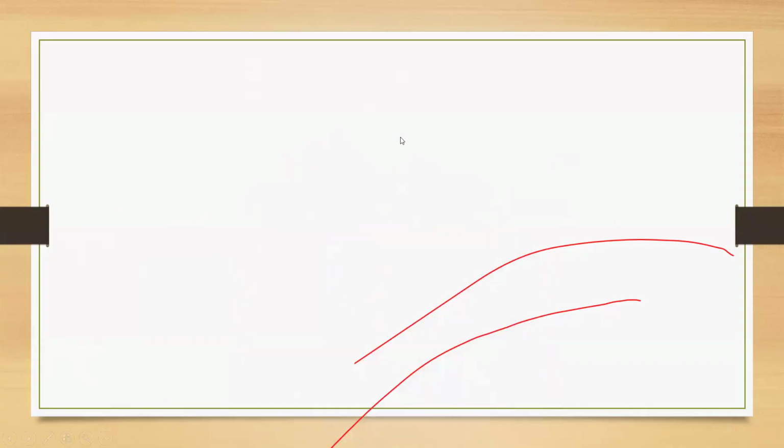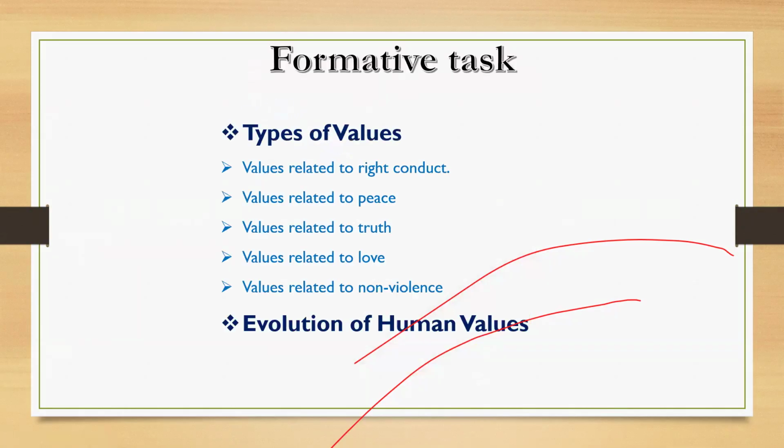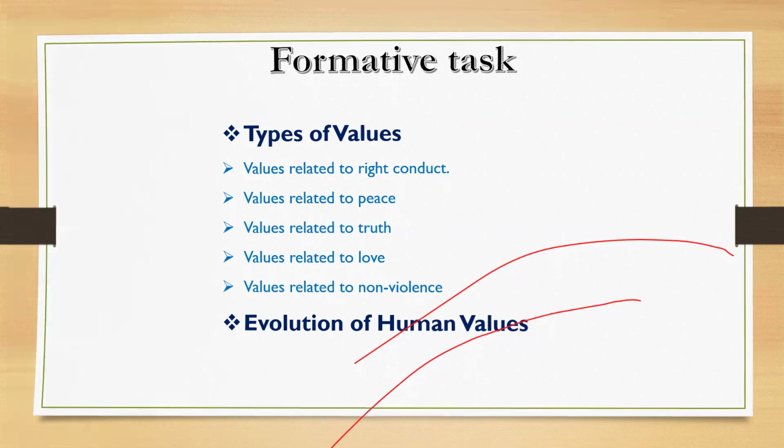So let's see this, folks. For the formative task, this is for participation in the next session, okay? We have the types of values. You have to research values related to right conduct, values related to peace, values related to trust, values related to love, and values related to nonviolence. Please be ready with this because the participation is going to be focused on this and the evolution of human values, okay? You can take a screenshot of this, or you can see it on the platform with a video, okay?